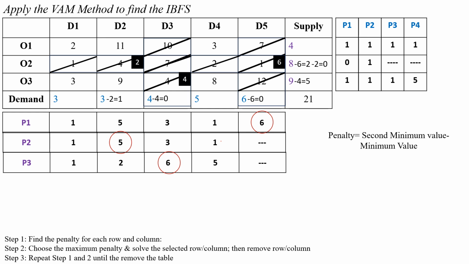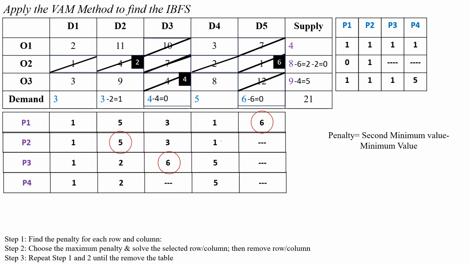So next once again I have to find out the penalties for the rows and columns. So for the first row penalty is the 3 minus 2 is the 1, and the second row we are removed. And for the third row, so here 8 minus 3 equal to the 5. So penalty is the 5. Similarly, we have to calculate the penalty for the columns also. So for the D1 column 3 minus 2 equal to the 1. D2 column 11 minus 9 which is equal to the 2. D3 column we are removed, and for the D4 column so 8 minus 3 is the 5. Next D5 column already we are removed.